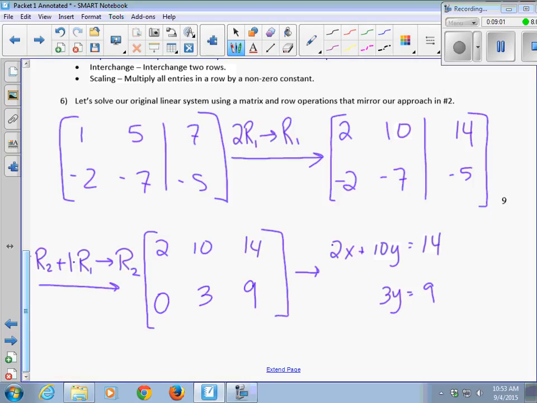And then I can back substitute. So this says y equals 3, put y equals 3 in here, and I get 2x plus 30 equals 14. So x equals -8.